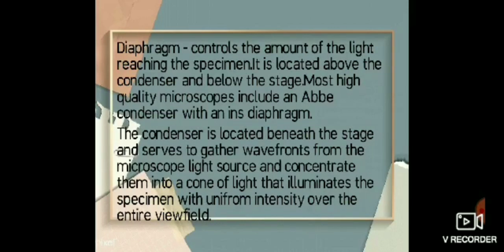And the diaphragm. It controls the amount of light reaching the specimen. It is located above the condenser and below the stage. Most high-quality microscopes include a condenser with a diaphragm. The condenser is located beneath the stage and serves to gather wavefronts from the microscope light source and concentrate them into a cone of light that illuminates the specimen with uniform intensity over the entire view field.